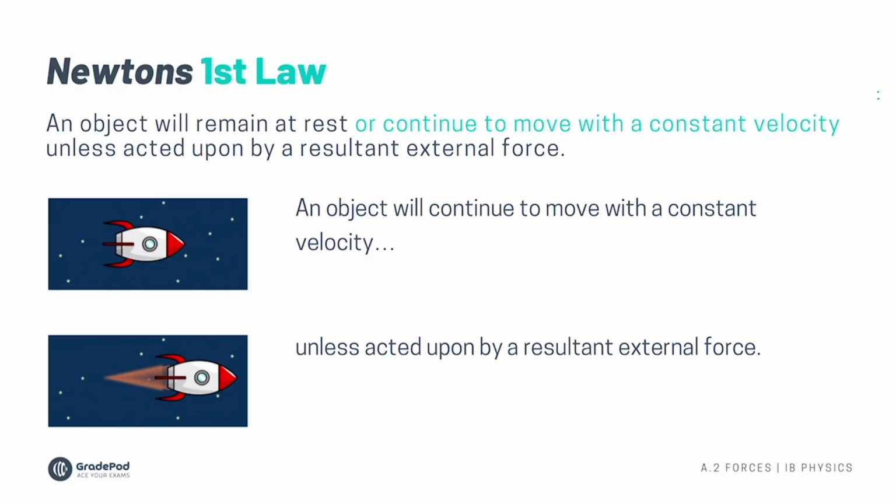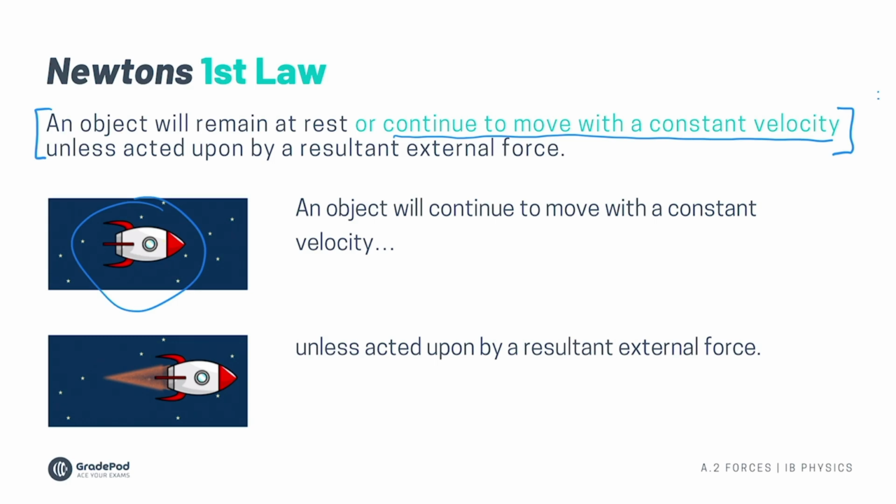Let's look at this definition again. An object will remain at rest or continue to move with a constant velocity unless acted upon by a resultant external force. A lot of people think that Newton's first law only applies if the object is stationary or at rest, but that's not true. This rocket here is moving at a constant velocity. It's moving in a straight line and not changing speed.